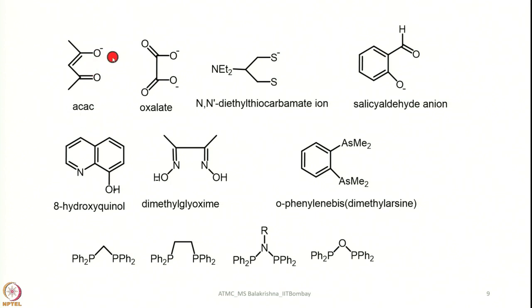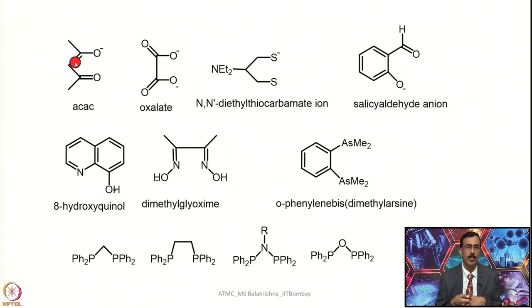This ACAC, you can see here, because of tautomerism, the double bond is shifted and it becomes O minus, and O minus can be here or here. So again the negative charge is delocalized and it acts as a monoanionic ligand, and also it is a 4 electron donor in this fashion. Similarly, oxalate, dianionic, and then one can also go for the diethyl dithiocarbamate ion here. And salicylaldehyde anion, again very similar to acetylacetonate, and 8-hydroxyquinoline, with O minus, anionic and neutral it can be. And then dimethylglyoxime also can be anionic, and phenylene bis dimethyl arsine, this is the 1,2 substituted one, is a very nice bidentate ligand.